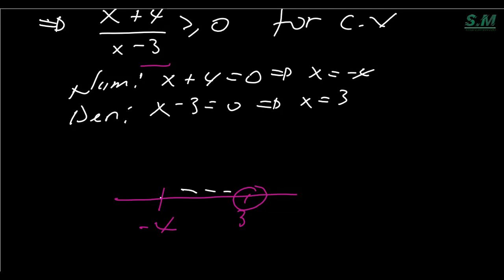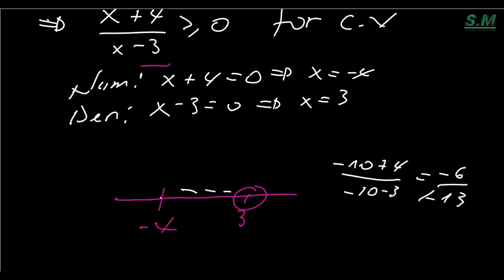Now from negative 4 downward, we can plug in any value. Let's say negative 10. Negative 10 plus 4 divided by negative 10 minus 3 gives negative 6 divided by negative 13. But this negative simplifies to positive, so that region will be positive. And if you take 3 and above, x plus 4 will be positive, and a value greater than 3 minus 3 will always be positive. So that side is always positive.